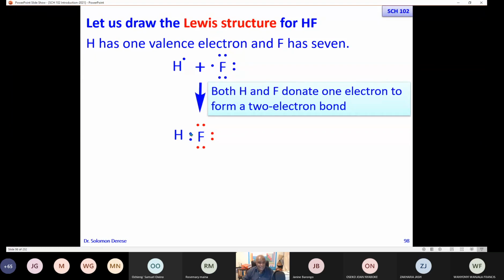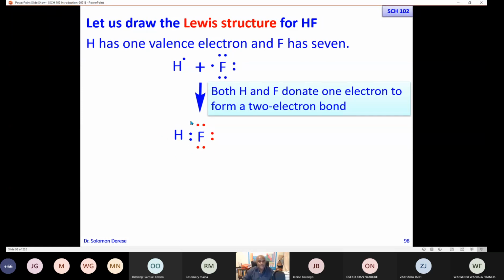Those ones are counted as shared electrons. So we have these 2 electrons, and then we have the 6 electrons that are shown in red. So the total number of electrons around the fluorine is 8. So both the duet rule as well as the octet rule are followed when this molecule of hydrogen fluoride is formed.